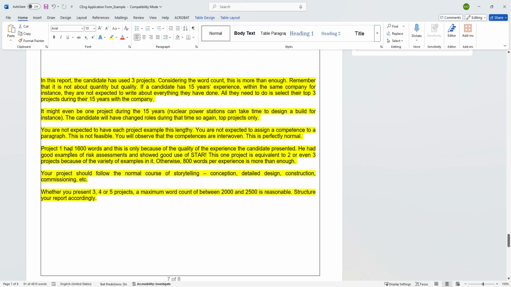We said that project 1 had 1,600 words, and this is only because of the quality of the experience that the candidate presented. The candidate had good examples of risk assessment and showed good use of STAR. So this one project is equivalent to 2 or even 3 projects because of the variety of examples in that project. Otherwise, 800 words per experience is more than enough.